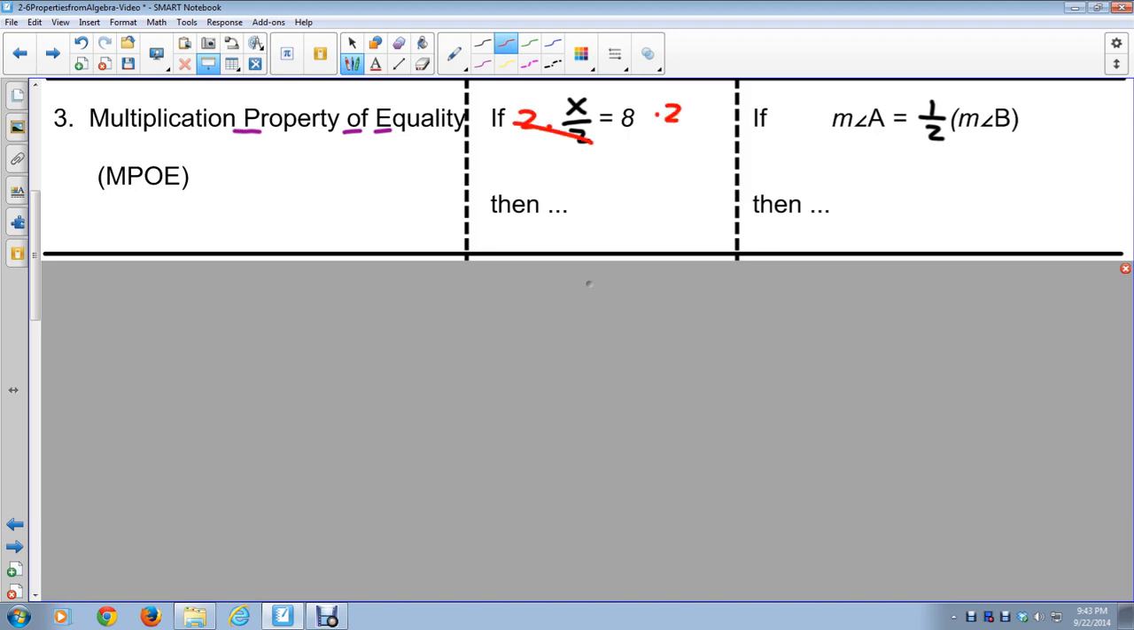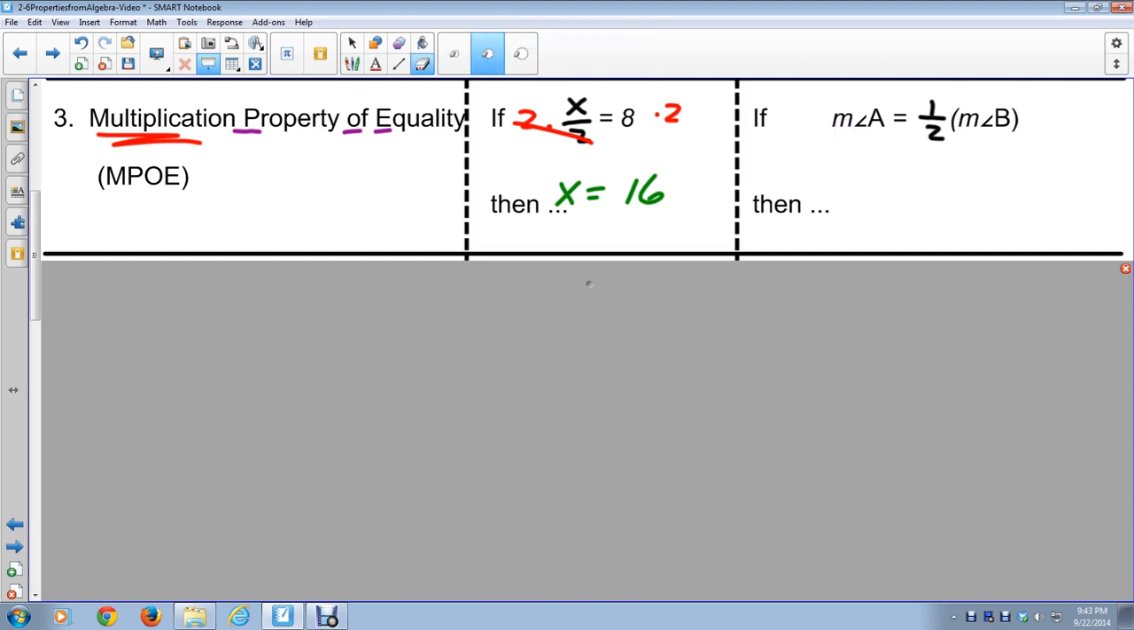And we should be thinking something like multiply by 2 on both sides. There's my multiplication to get rid of the 2 from the denominator, leaving me with x is equal to 16. So what happens if I'm talking about, this time I'm throwing angles in there instead of segment lengths. I'm talking about angle measures. Okay, remember that little m in front of the angles, just talking about the measure.